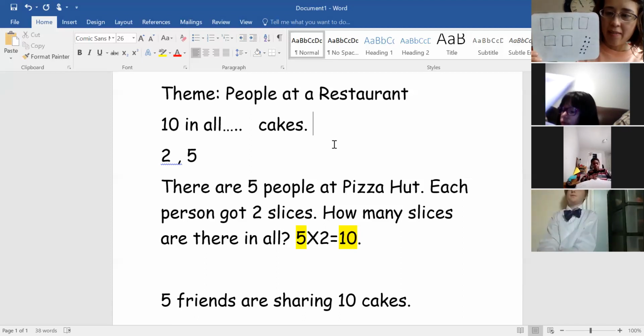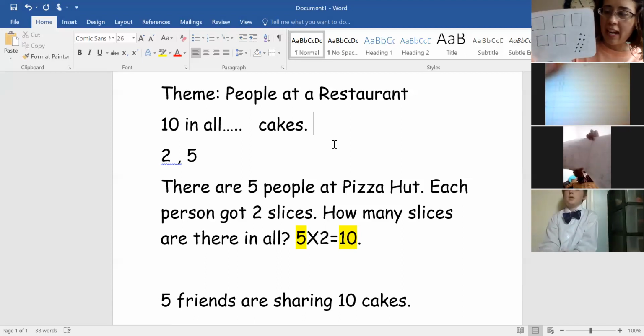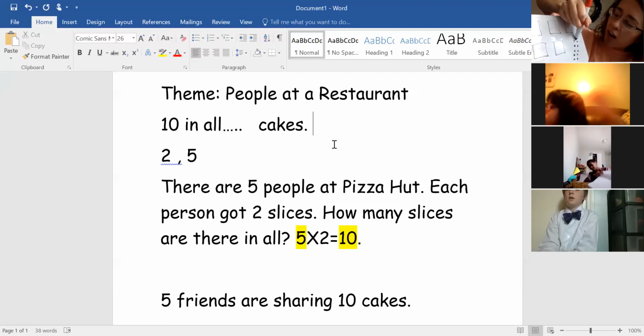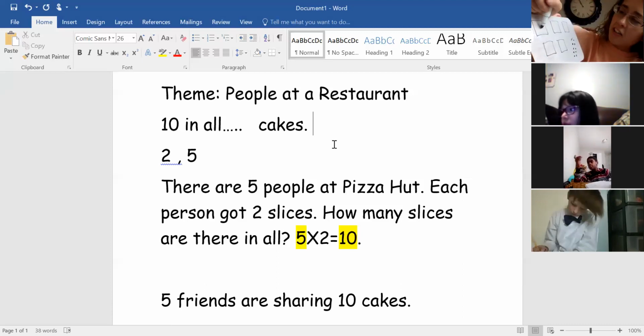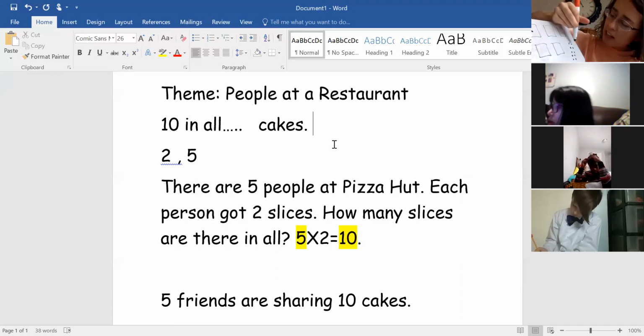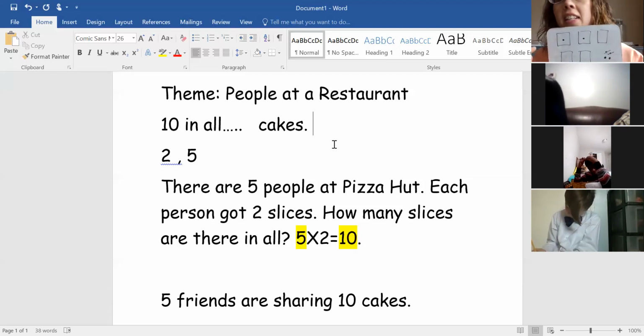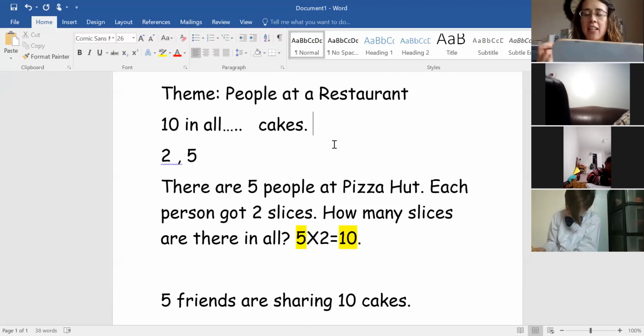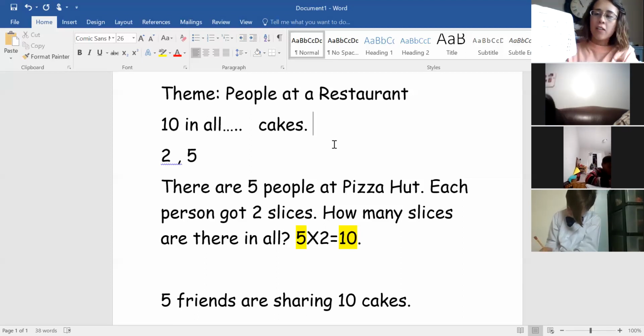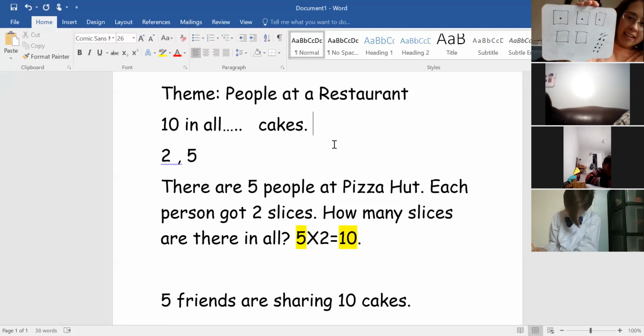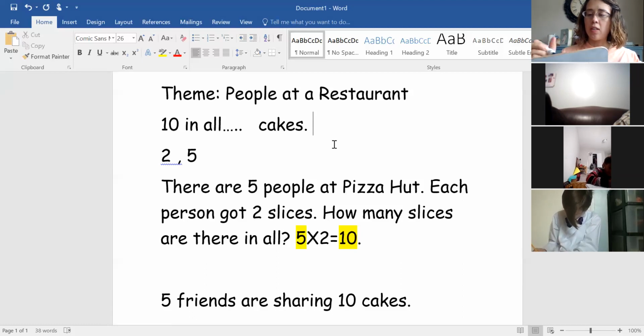Okay, is everybody ready? Yeah. What you'll do is you'll cross off 1 cake and you'll give it to friend number 1. Then cross off another cake and draw it in the square to give it to friend number 2. And evenly share all of the cakes until there are no cakes left. Okay. Then you can hold it up to the screen.